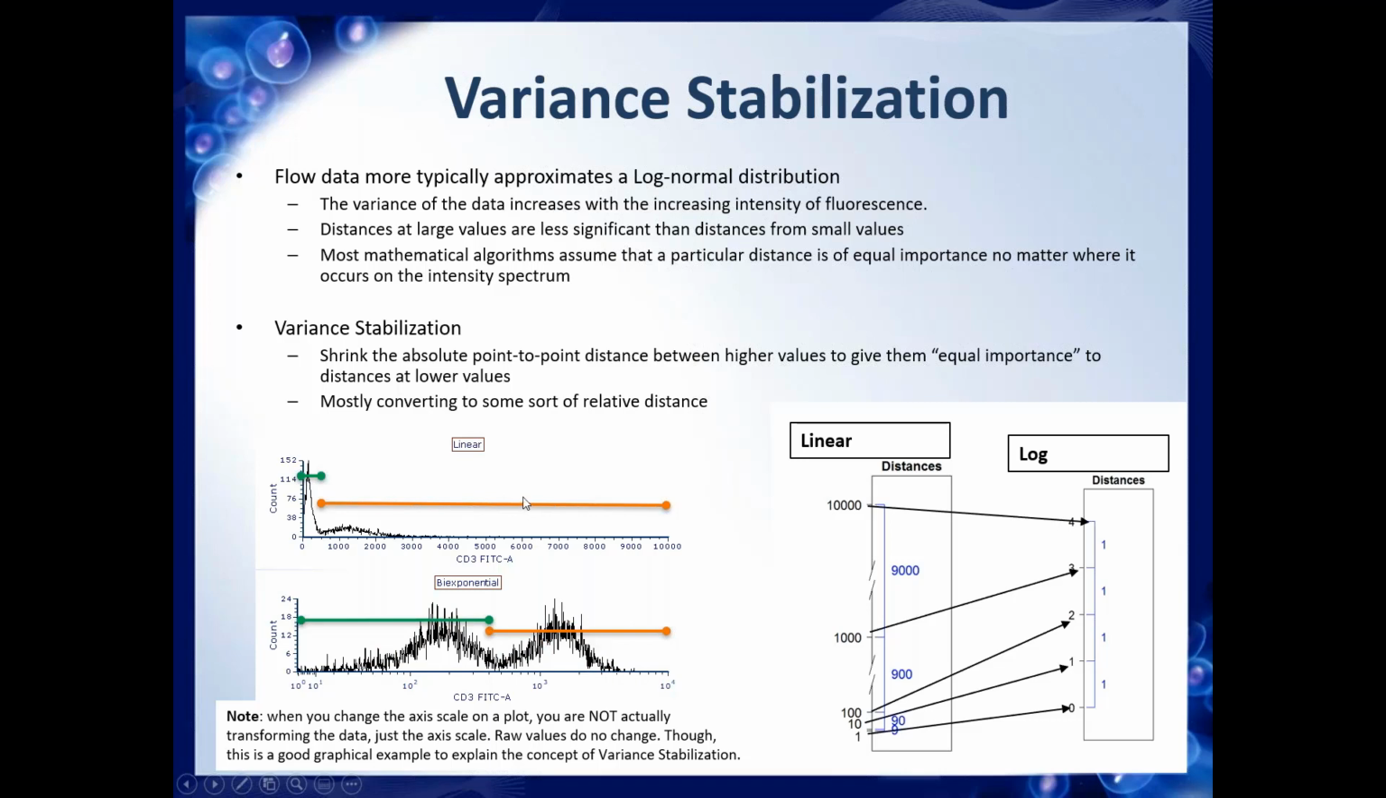Another way to look at this is that if you look at the raw data, you can conclude that distances at higher intensity are less important than distances at lower intensity. And remember, K-means, but also many other clustering and dimensionality reduction tools, rely on the distance as a metric to evaluate the similarity.